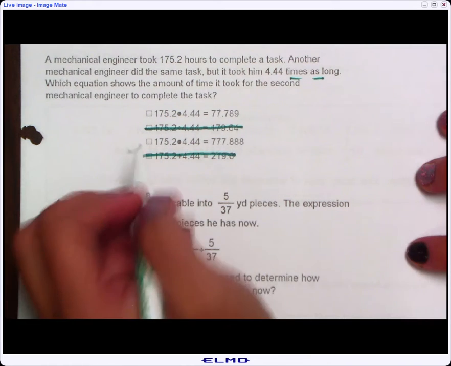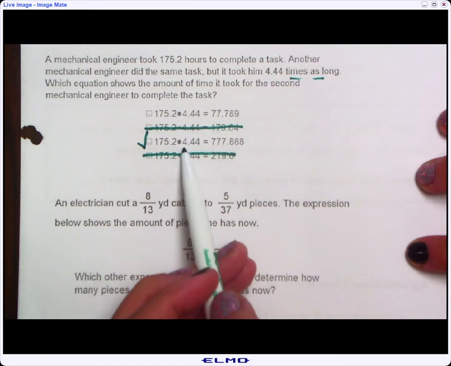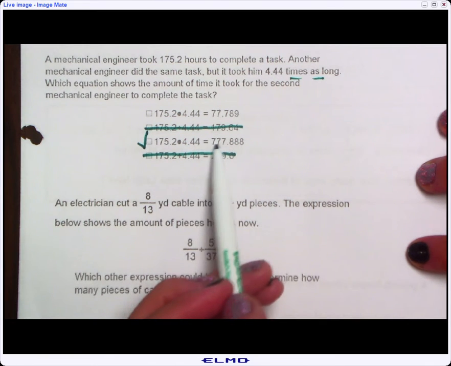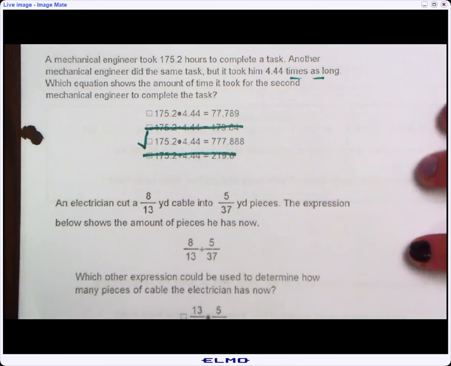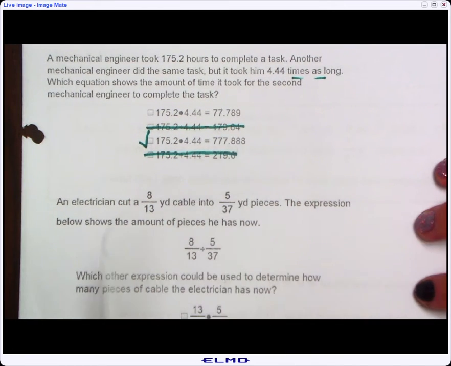175.2 times 4.44 is 777.888. And again, you want to put this in your calculator and just double check, make sure that you understand how this works to make sure that it's right.